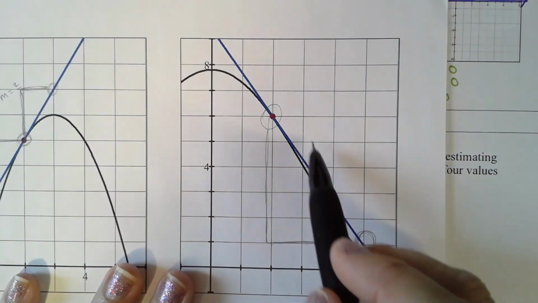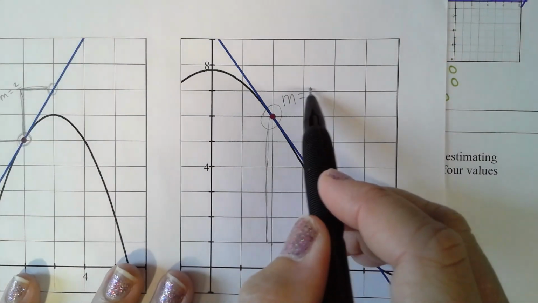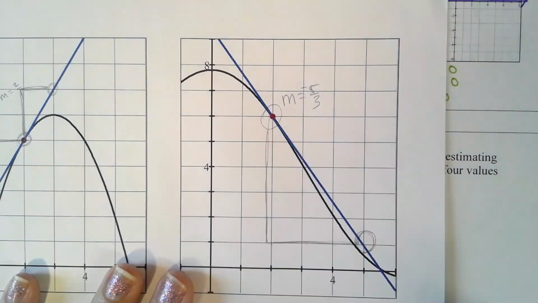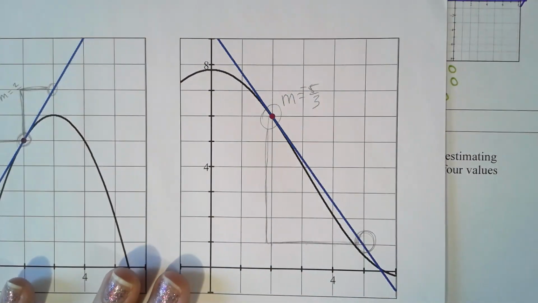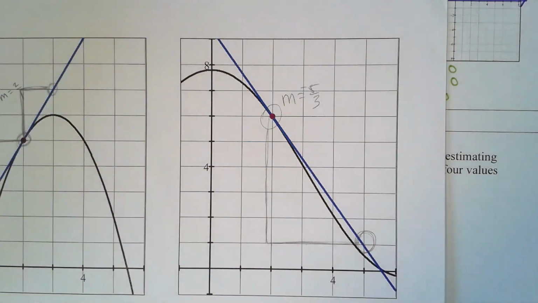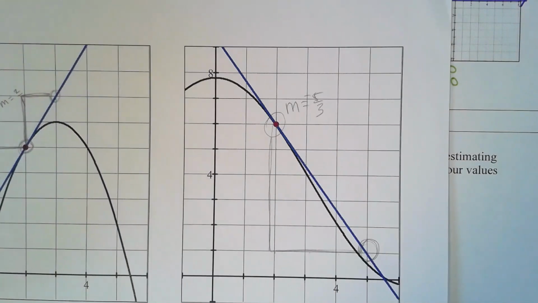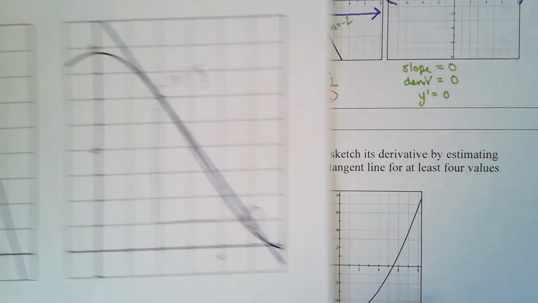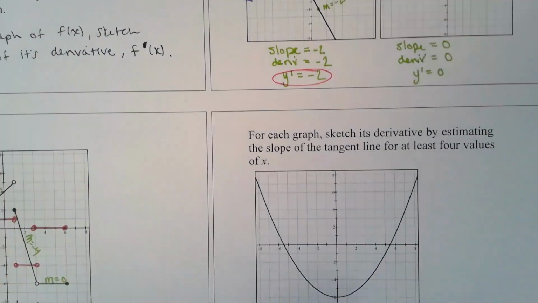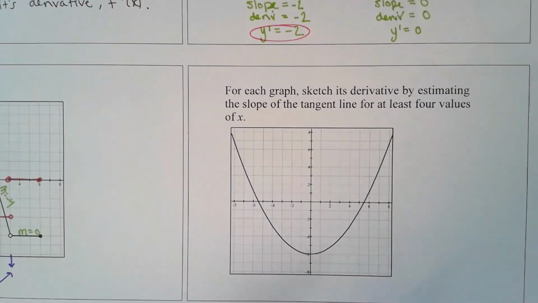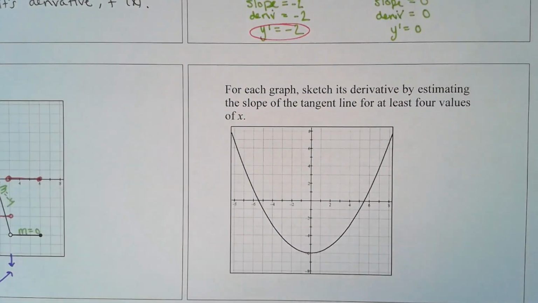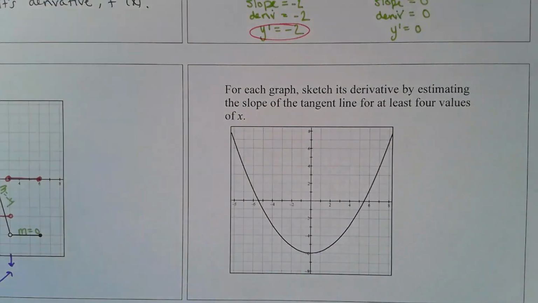So I'd say the slope of that blue line is negative 5/3. So today, as I start talking about what is the slope of your tangent line, this is the idea that we're thinking. Okay. All right. So it says for each graph, sketch its derivative by estimating the slope of the tangent line for at least 4 different values of x. I'll probably use 5.